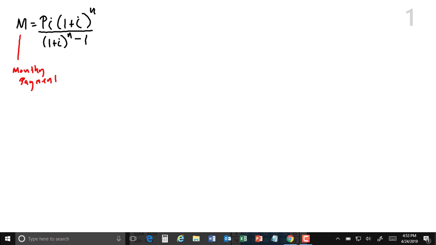And this part right here, that's going to be equal to, we just call that our principal. Our principal, that's the amount of money owing. Now, R is the annual interest rate.